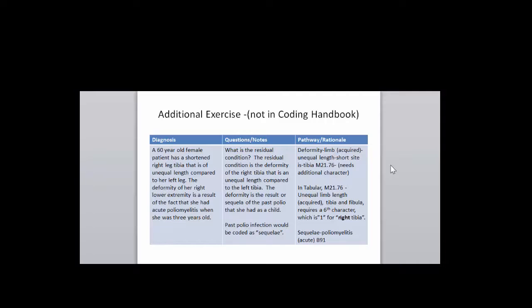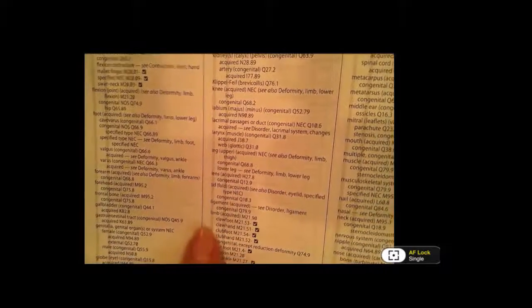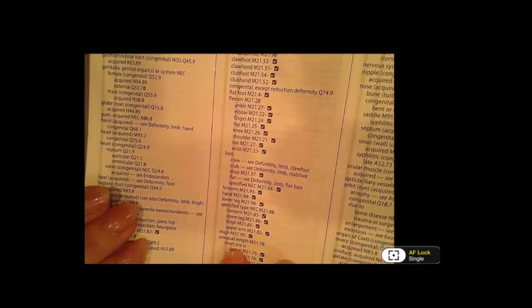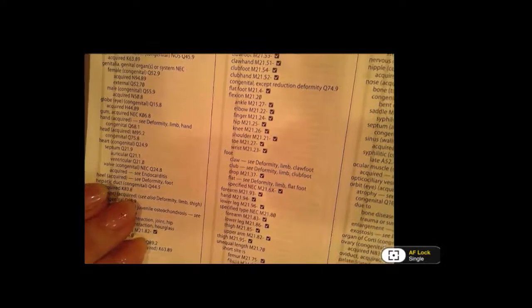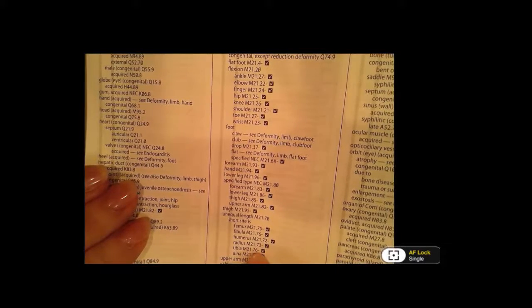Takes us to code M21.76 dash, that dash meaning we need an additional character. So first let's start with our alphabetic index. We start with deformity and we go down until we get to limb. Here's limb. Go over another indentation and we're looking for unequal length. Here we go, unequal length. Site is, we know from our literature, the tibia. And here's the tibia, M21.76 dash.